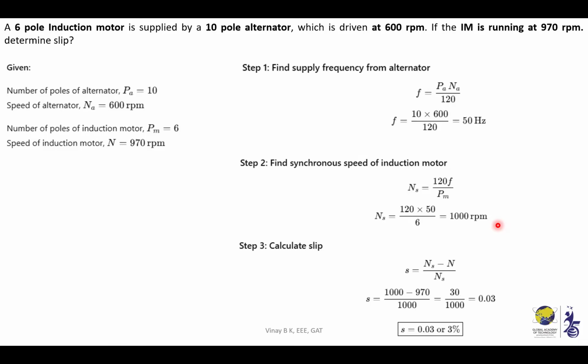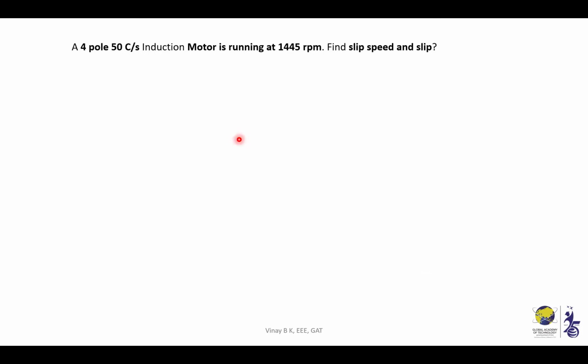Similarly, the next problem. A 4-pole 50 cycles per second induction motor is running at 1445 RPM. Find slip speed and slip. 50 cycles per second is nothing but frequency. They are given number of poles 4 and frequency 50 hertz. We just have to calculate slip.